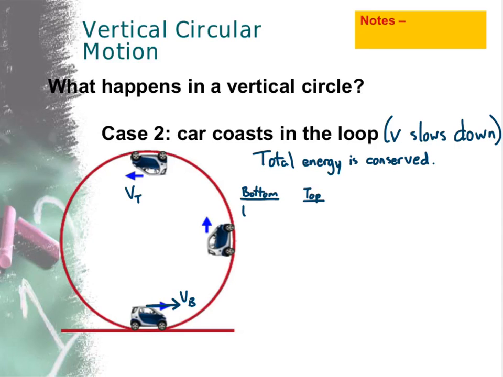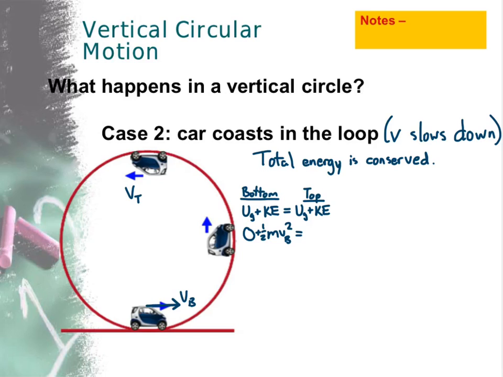Now, because we're not applying any external forces to the car, the total energy of the car is conserved. So going back to Unit 3, we set the gravitational potential plus kinetic energy at the bottom equal to gravitational plus kinetic energy at the top. And that's going to give us a relationship between the velocity at the bottom and the velocity at the top. So the gravitational potential energy at the bottom is 0 because we have no height. So we have 0 plus 1/2 m v bottom squared. That's the total energy at the bottom.